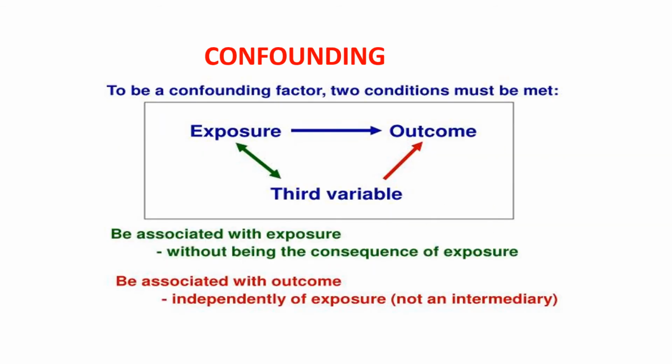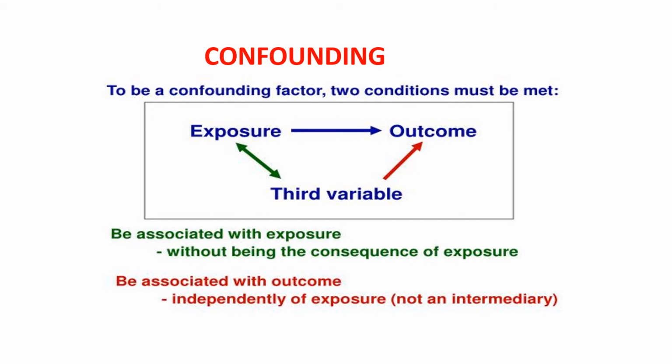Now another important idea which should be very clear in your mind is confounding. So when we say confounding bias, before that you need to know what confounding is. It is usually a factor or a variable that is associated with both the exposure as well as the outcome. If it is associated with the exposure, it should be without being the consequence of the exposure. If it is associated with the outcome, it should be independent of the exposure. That is, it's not an intermediary. It should be independent yet associated with both exposure and outcome.